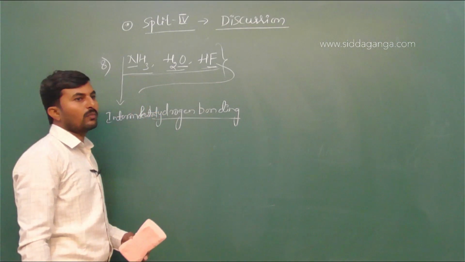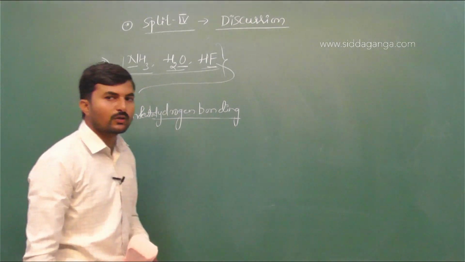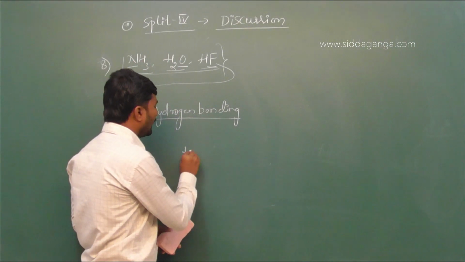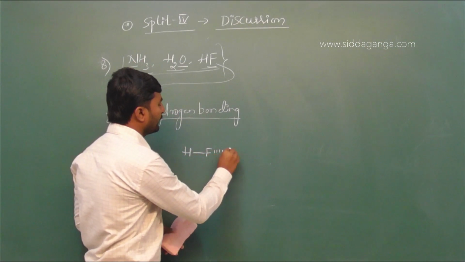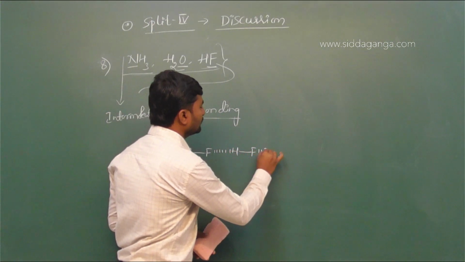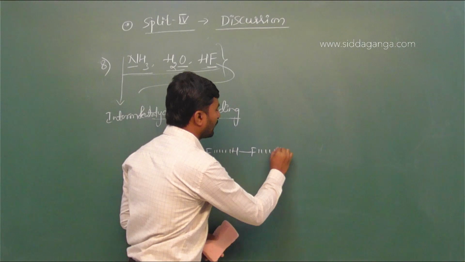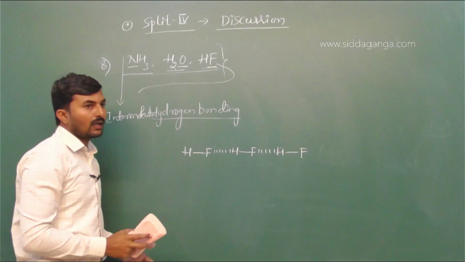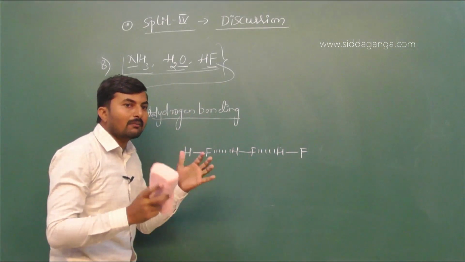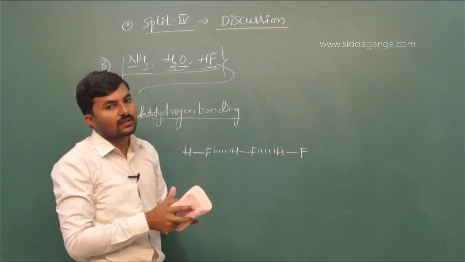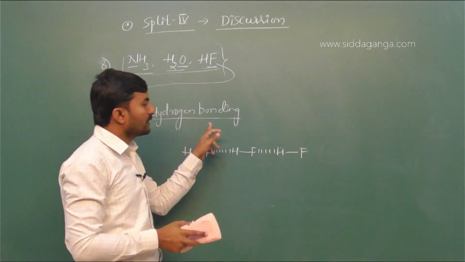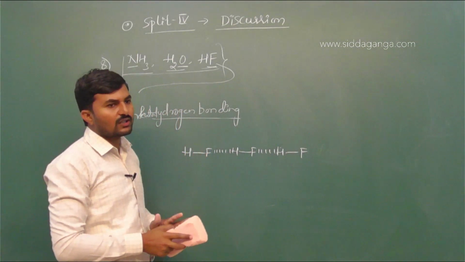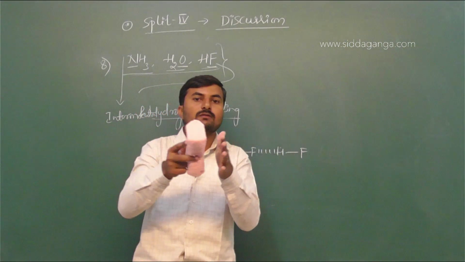With respect to the intermolecular hydrogen bonding, what happens? When the molecules are involved in the intermolecular hydrogen bonding, it makes the molecules involved in association. Due to the intermolecular hydrogen bonding, association of molecules takes place. What happens when the molecules get associated?